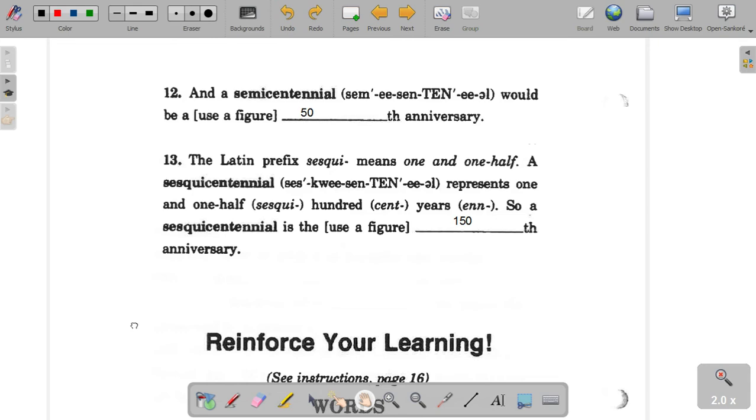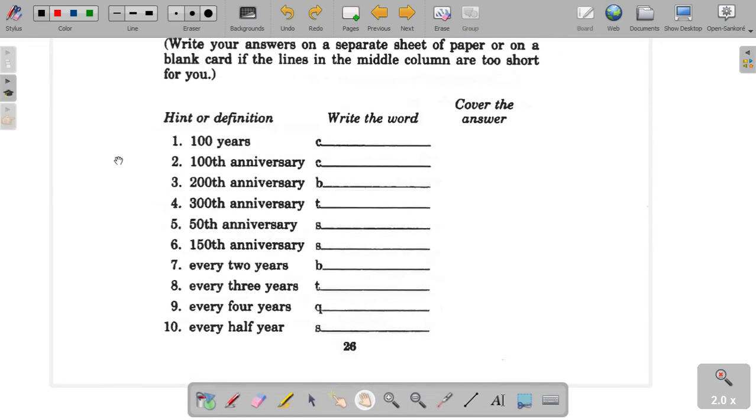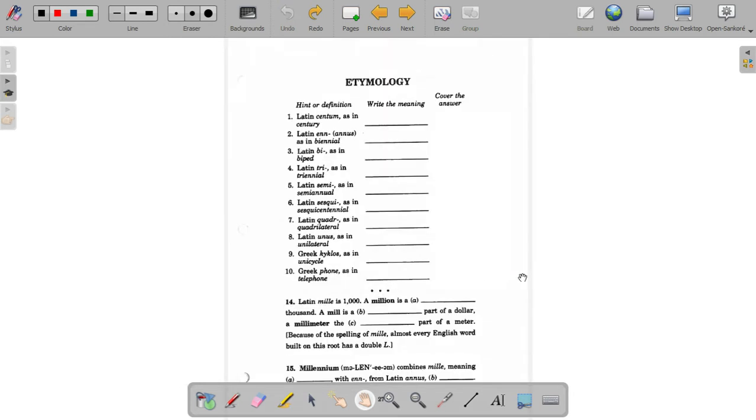Sesquicentennial. Sesquicentennial, good. Every 2 years? Biannual. Yep, every 3 years? Triannual. Every 4 years? Quadrennial, right? And then every half year? Semi-annual. Good. Excellent. All right. Very good. So I think these are pretty much review.